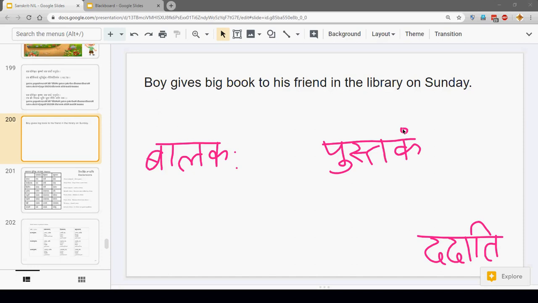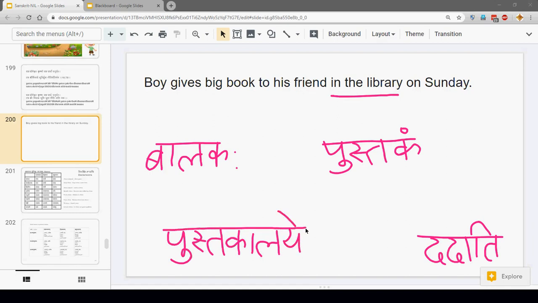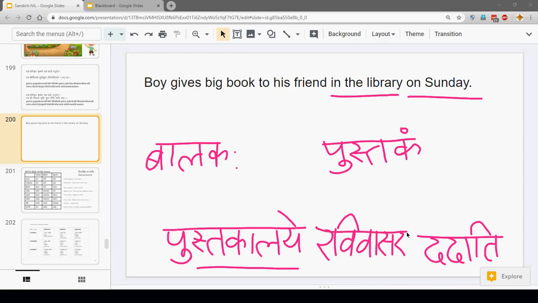Now, what else do we want to add here? The Pustakalaya, the library, let's say Pustakalaya or Granthalaya. Now, on Sunday, in Sanskritam, that also will be in the same vibhakti, the Saptami or seventh case. For Sunday, we have Ravivachara. Ravivachara means Sunday, and because I want to use the same seventh case, I'll use Ravivachare. So, Pustakalaye Ravivachare dadati, pustakam dadati.